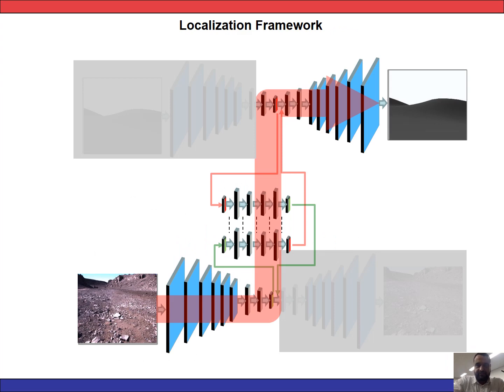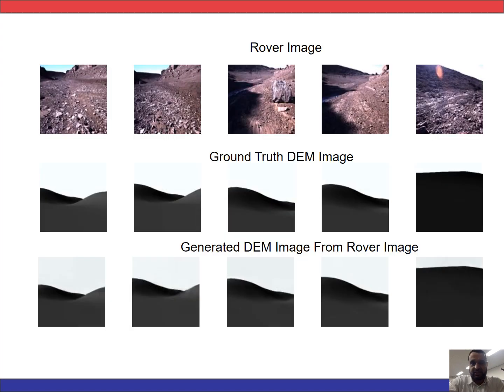So once we train this network, we provide these 2D images to this architecture, and it generates the corresponding DEM images. And these are the results from our proposed architecture. These are the ground truth and these are the generated images, whereas these are the input images to this network. These are the rover input 2D images.